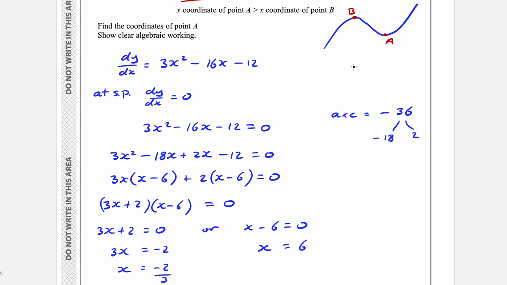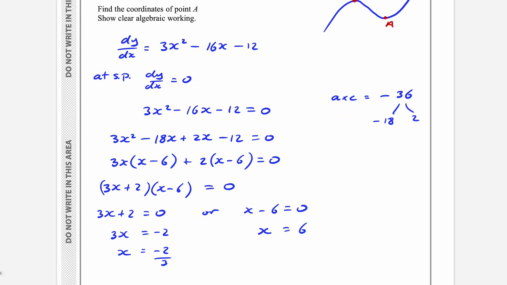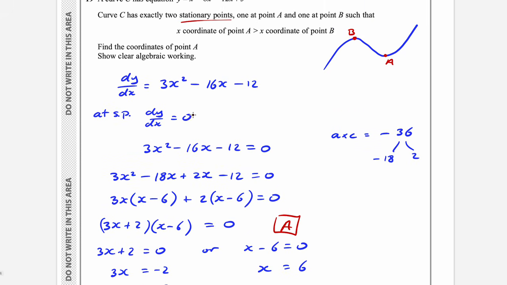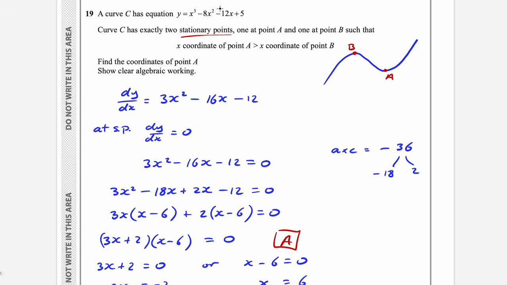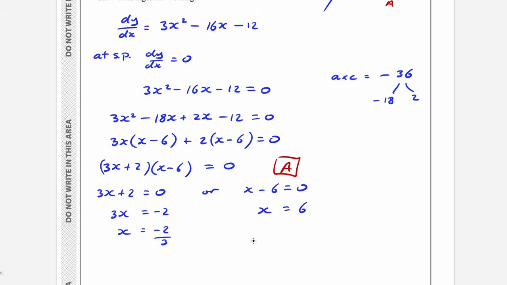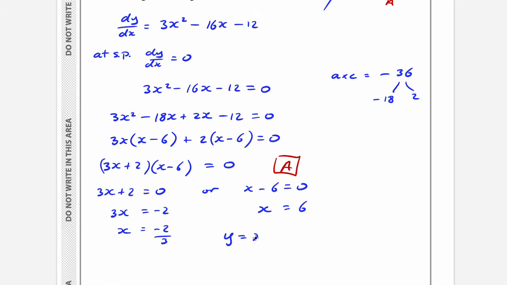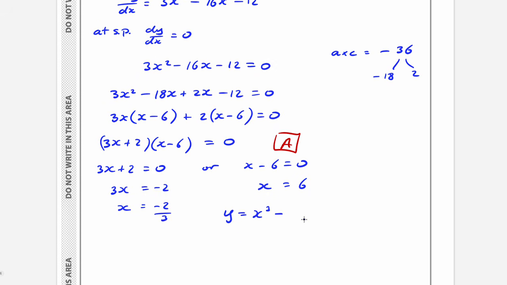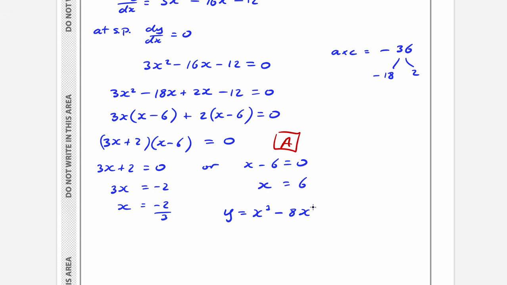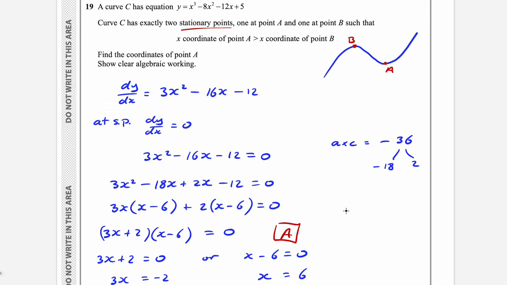A is the one with the bigger x, so it's this one. This is A here, this guy. But we want the coordinates, so don't forget to get the y coordinate. So the x coordinate is 6, y is equal to this. So y is equal to x cubed. Let me just write this down. Y is equal to x cubed minus 8x squared minus 12x plus 5.